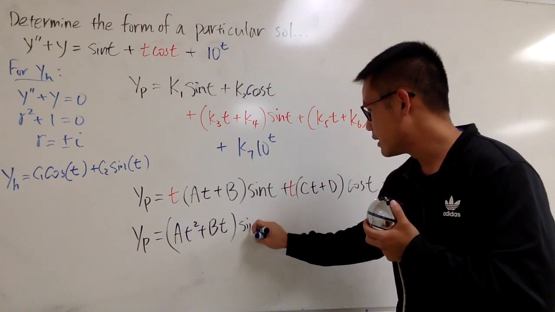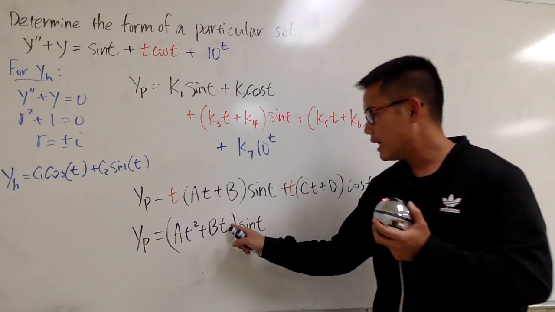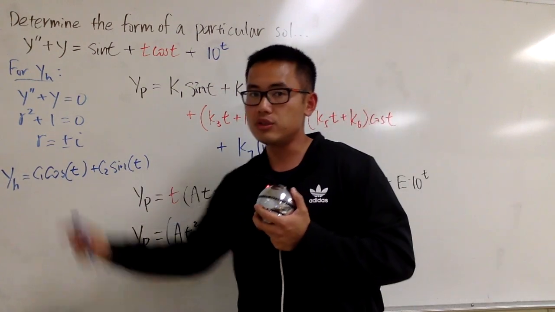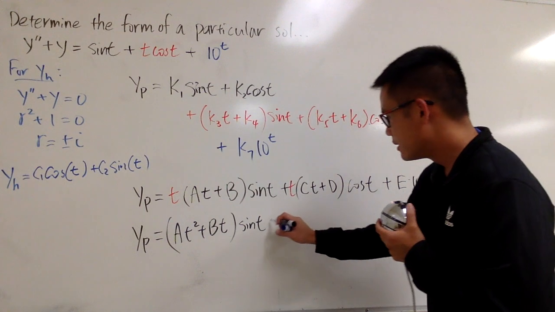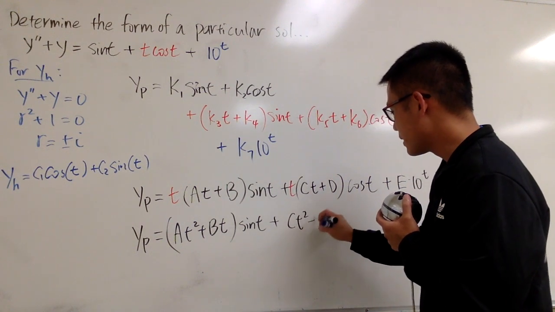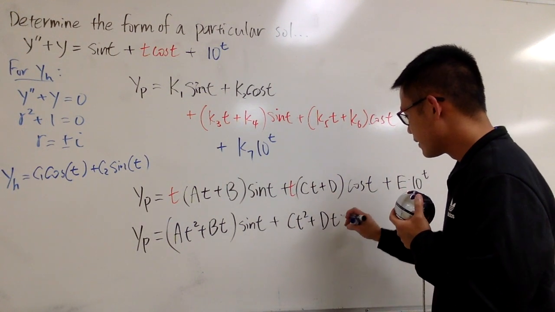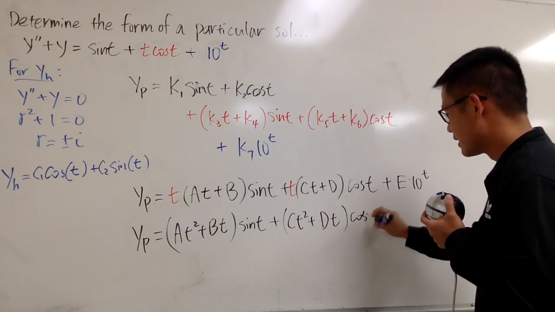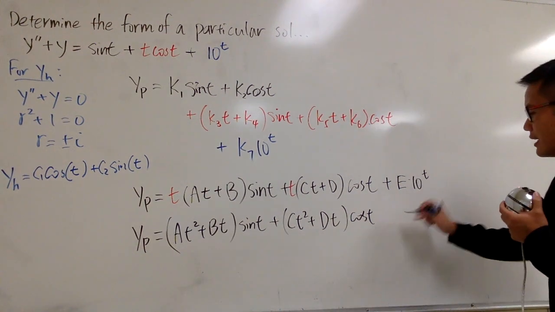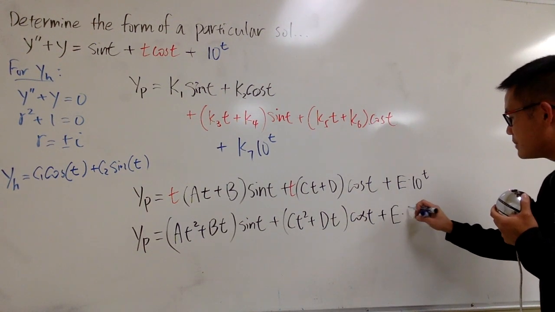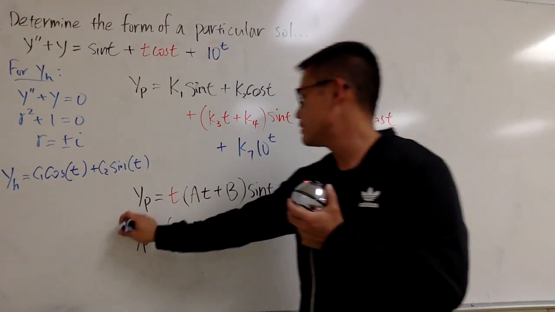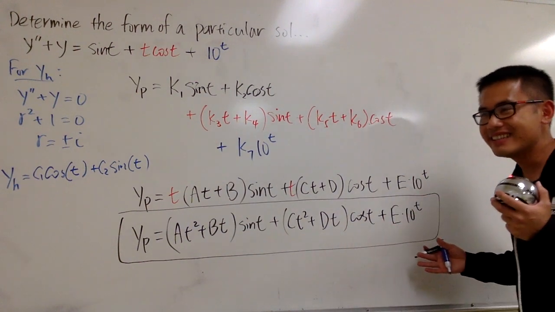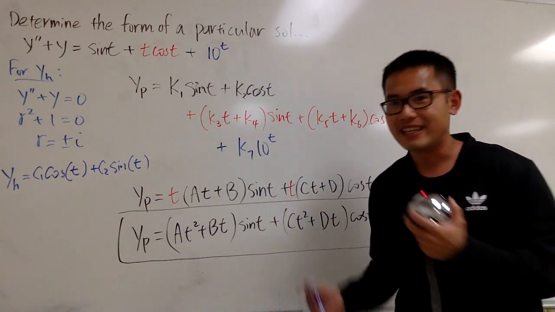And then we have the sine t. And notice that you don't have another constant term, because that will be redundant, because that will match with yh. For this, just go ahead: Ct squared plus Dt. And this D is just a constant, it's not a big D notation. So this is just cosine t. Anyways, this is plus E times e to the t. And this is the form that we are going to be using. And that's it.